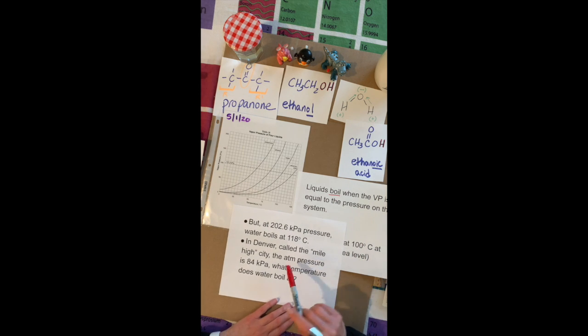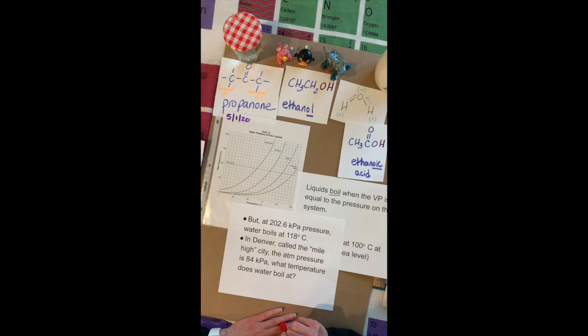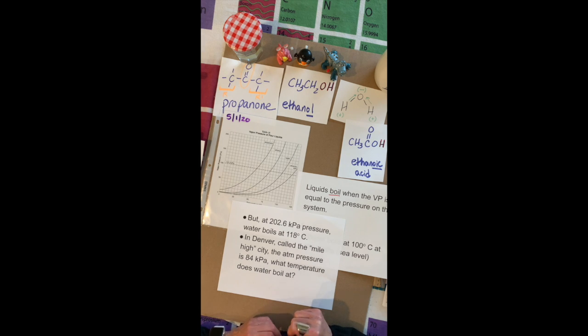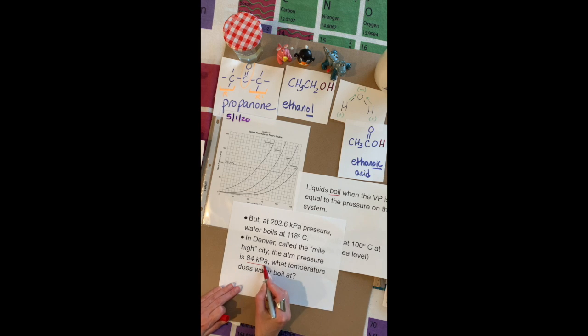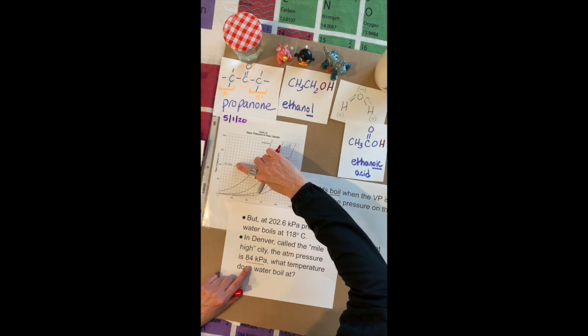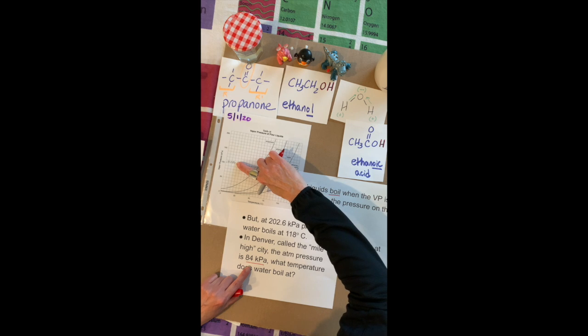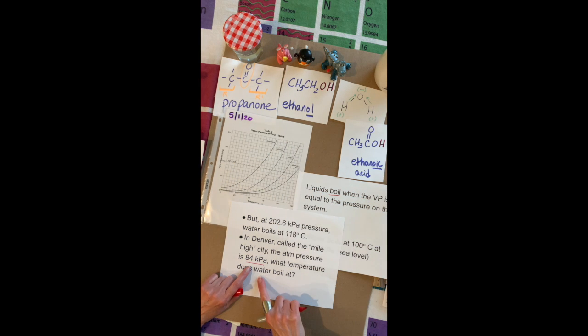Okay, let's look at an example of Denver. I don't know if you've ever heard this, but Denver is called the Mile High City. Guess why? Its altitude is about a mile high, whereas most towns and cities in New York State are much closer to sea level. Denver has a higher altitude, and guess what? Its atmospheric pressure is only 84 kilopascals, whereas most of New York State is closer to 101 kilopascals because we're more like sea level, okay?